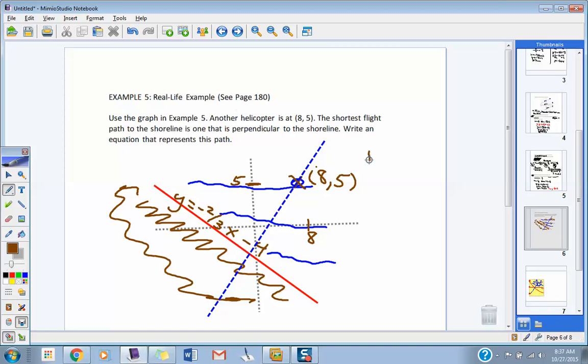So my slope, m, is going to be 3/2. Okay. Which point do we have to pass through? Where do we pick up the stranded boaters? (8, 5).